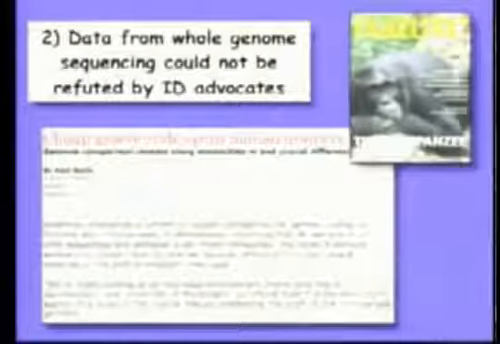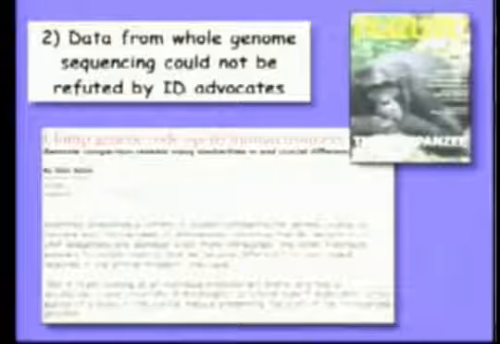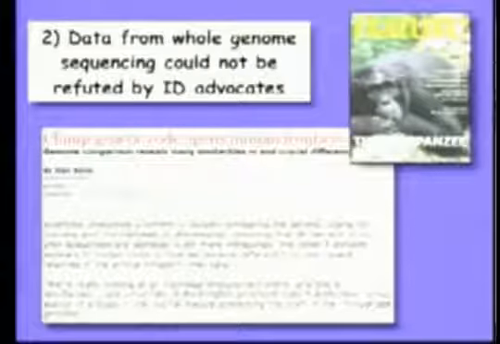The second thing that you saw at the trial was that when data was introduced, and another witness introduced data from whole genome sequencing, the intelligent design advocates just literally had nothing to say. We weren't asked questions in cross-examination. The other side never brought it up. They never argued against it. They just left it. Here's an example.